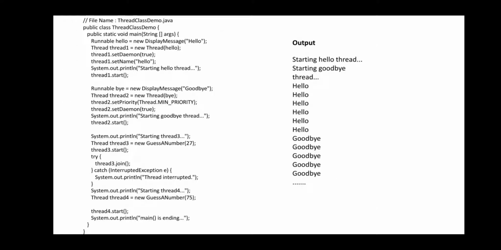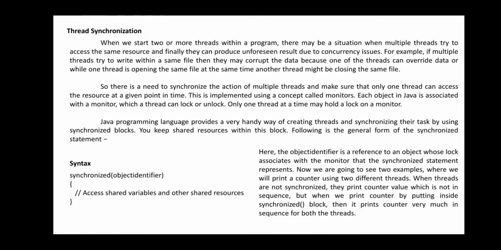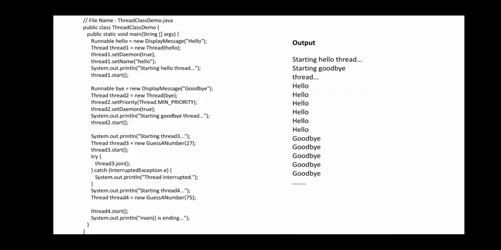Okay, so another simple example he is going to have here: starting hello thread, starting goodbye. The output is hello hello hello hello goodbye goodbye goodbye. How many hellos are there here? 1 2 3 4 5 6 hellos, and more than 4 goodbyes. How you are going to work on these statements, you can check here.